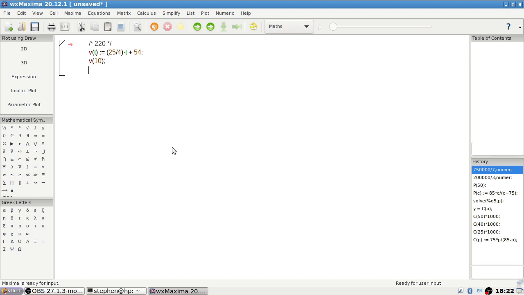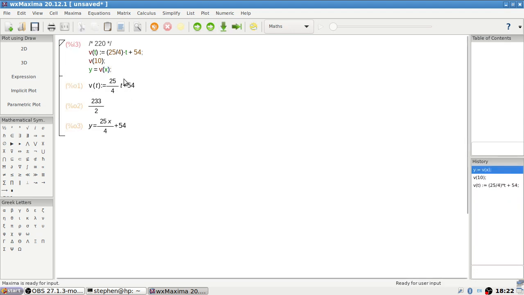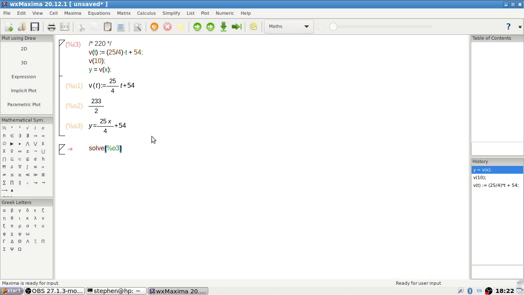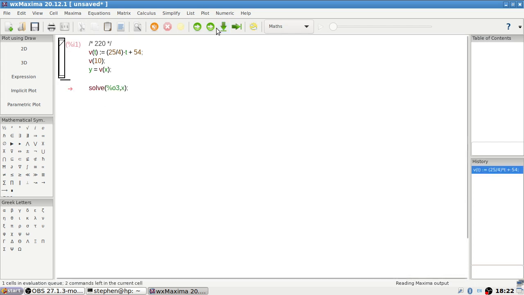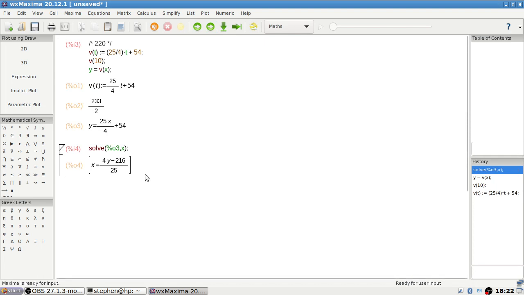Yeah, no, okay, I'll call it y. But maybe I'll just call it bx. Okay. Then I want to solve %o3 for x. Then I can make my inverse function. So this will give you the time from the velocity.